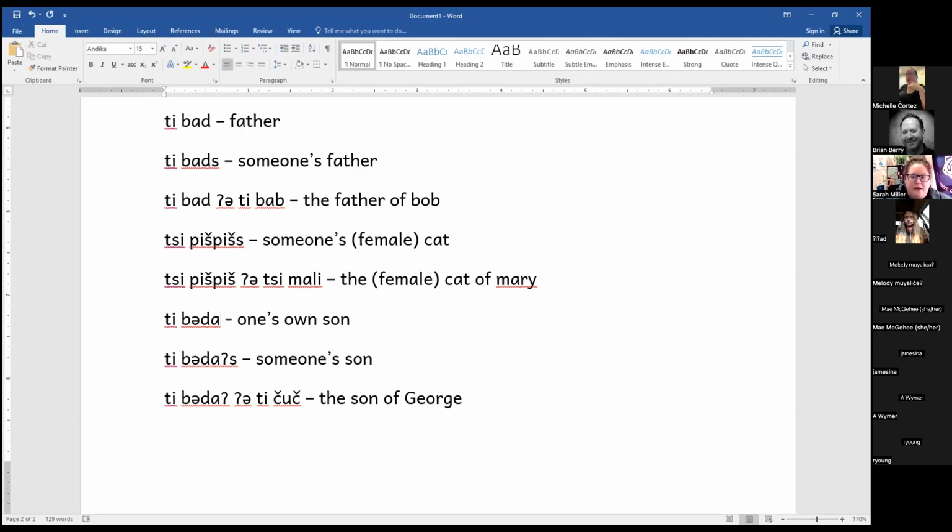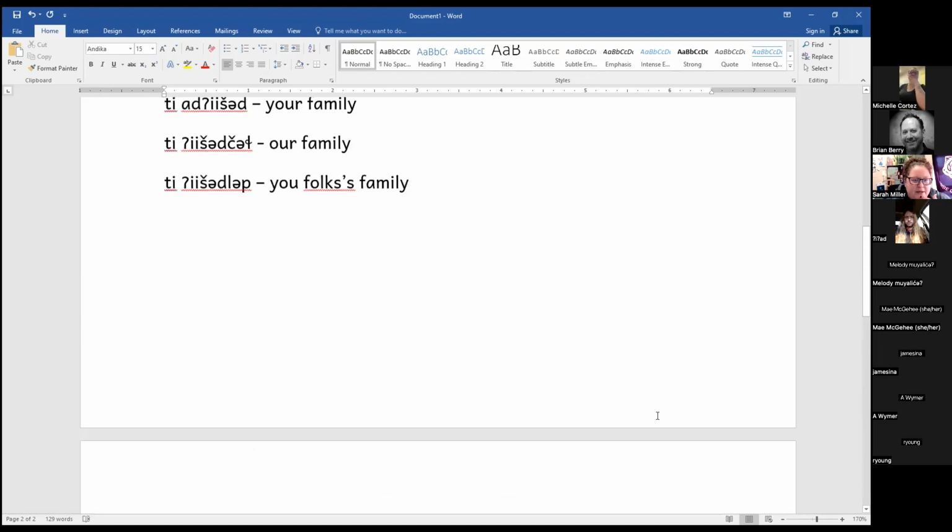It would just be bada. But it does have a glottal stop. So we're cutting that short. Bada. T badats. T badat tichuch. T badat tichuch. So let's go back to the beginning.